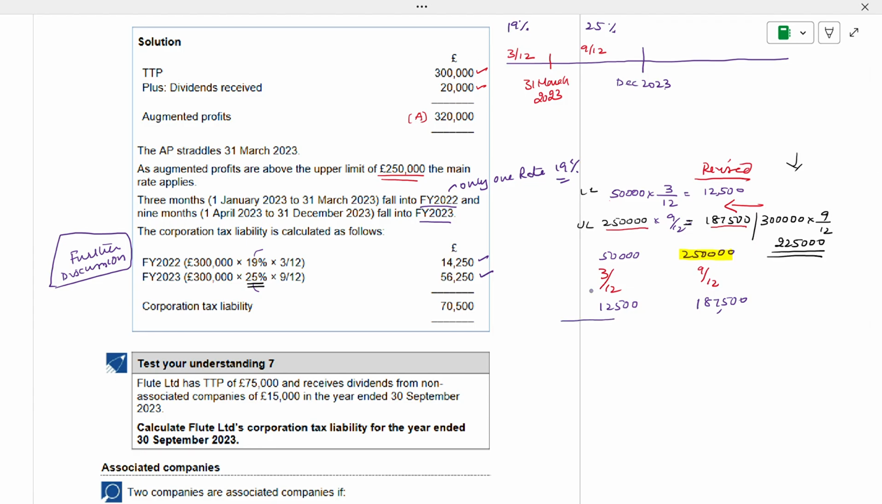First, we'll go with their statement. Augmented profits are more than 250,000. If augmented profits are more than 250,000, are we going to take the higher limit of the tax? Yes, sir. Then 25% will be there. But they have said if it is 2 years, you have to split and do it, right? That is why my question is, when you are taking 9 by 12 here, you have to take 9 by 12 there also.